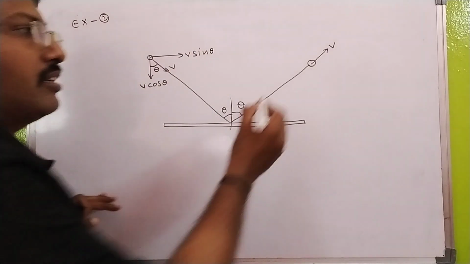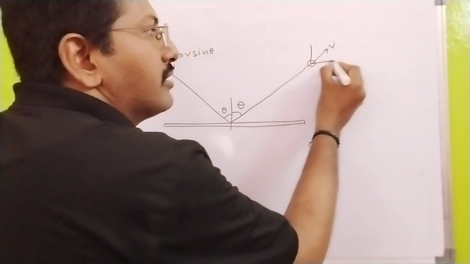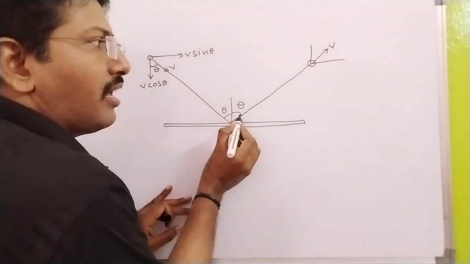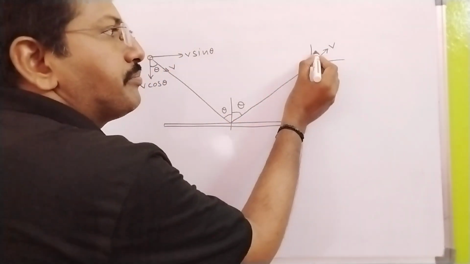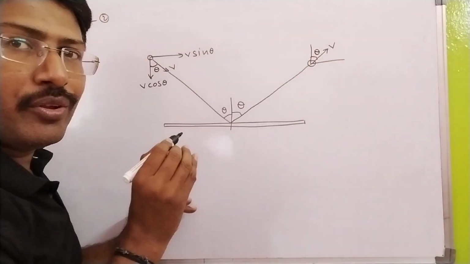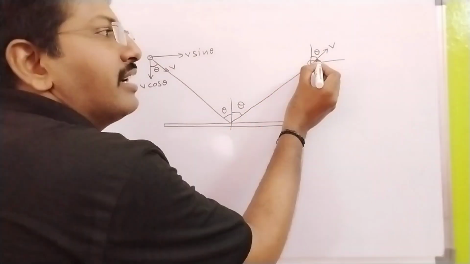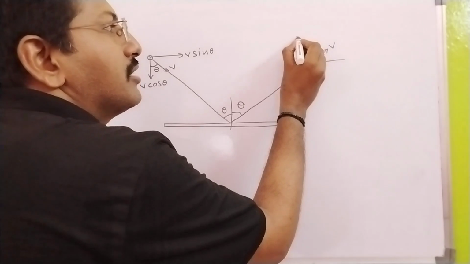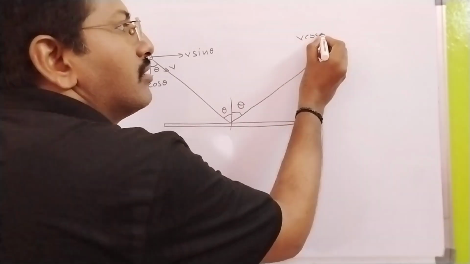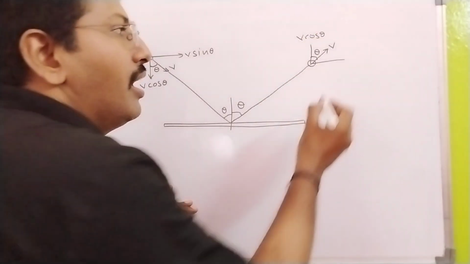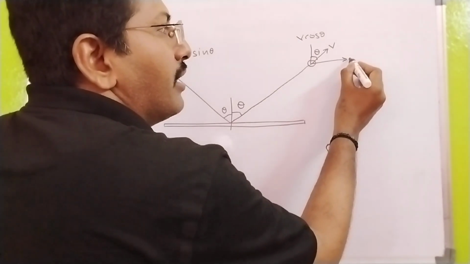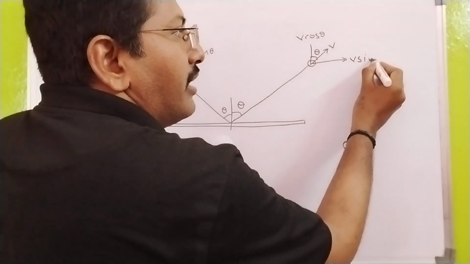Next, here also if you observe, this is theta, and this is also theta. I told you the component that makes angle theta is simply cos theta. Next, what about this component here? This is v sin theta.